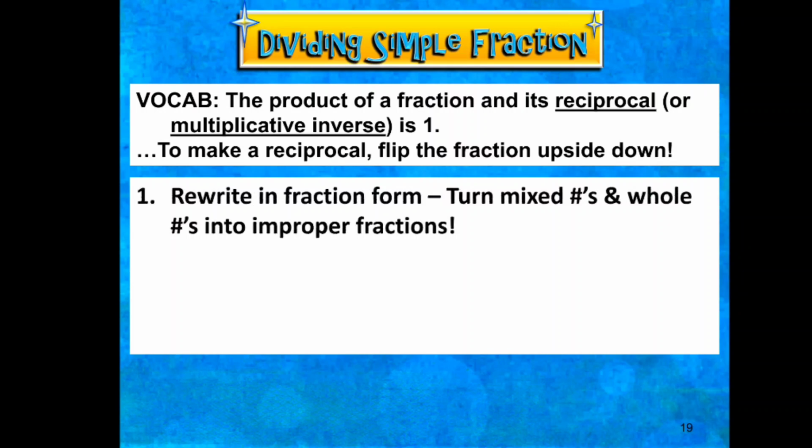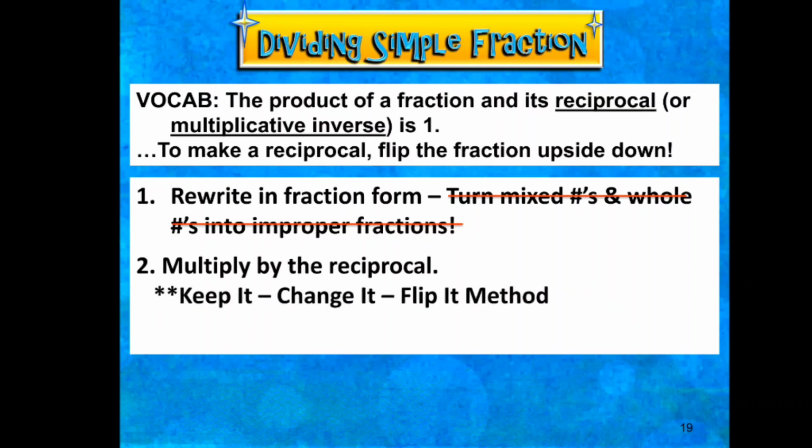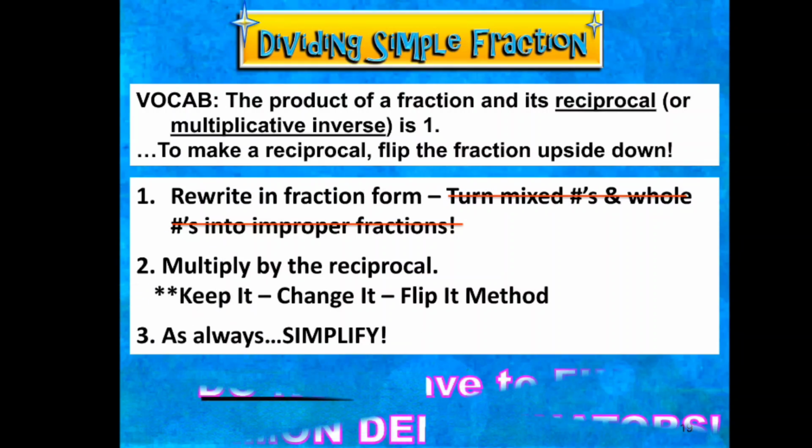Okay? So what's the first step in dividing simple fractions? The first step is you have to rewrite everything in fraction form. But this time, since we're not dealing with mixed numbers, we're not going to use that one first. Second, you have to multiply by the reciprocal. Keep it, change it, and flip it method. You use that one, okay? And then simplify your final answer.